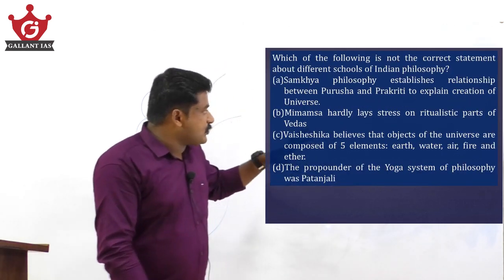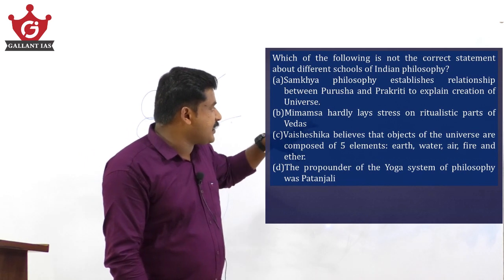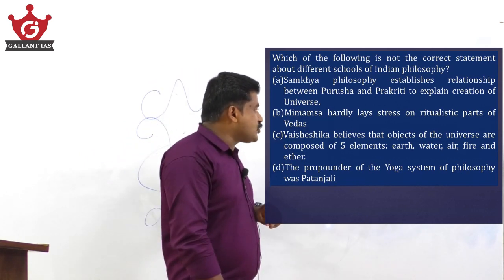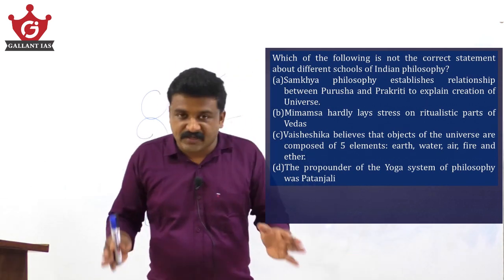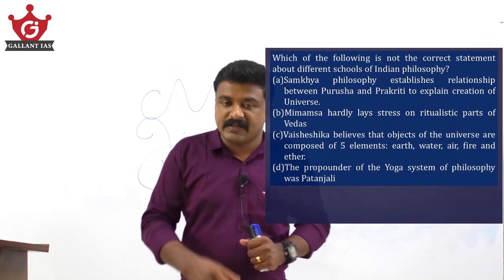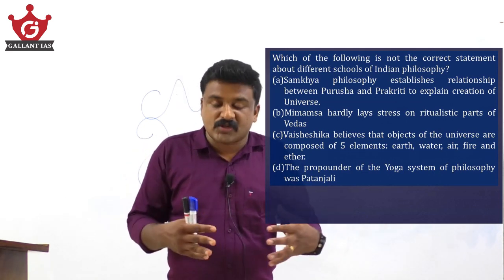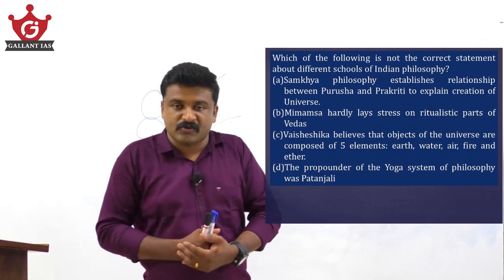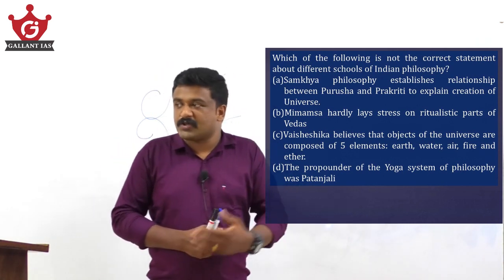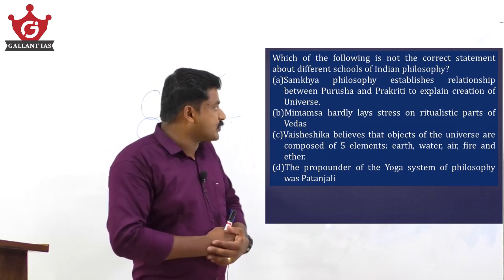Now there is something about Indian schools of philosophy. See, the Samkhya school established a relationship between Purusha and Prakriti to explain the creation of the universe. Exactly, the Samkhya school has no belief in the creator God concept. Even though it believes in God, there is no belief in the creator God concept. Yes, it established the relationship between Purusha and Prakriti in order to explain the creation of the universe, and that statement is absolutely correct. The first statement is absolutely correct.